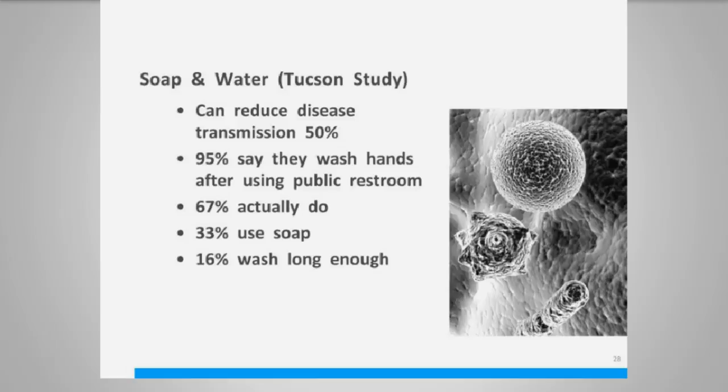So when we look at the triclosan study, when they were looking at soap and water, we discovered that they can reduce disease transmission by 50%. 95% of you are out there saying that you are washing your hands. And in the study, in the dental setting, 67% of you actually do. There are other studies that show it as low as 30%. The problem is that only 33% of you are using soap, and only 16% of you are washing long enough.